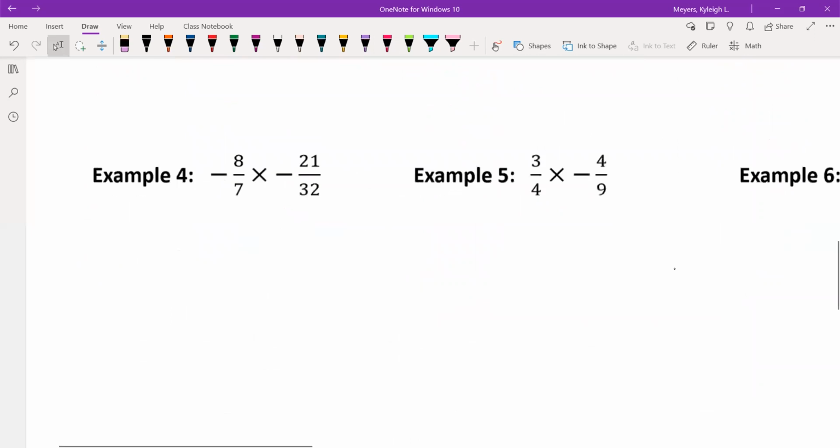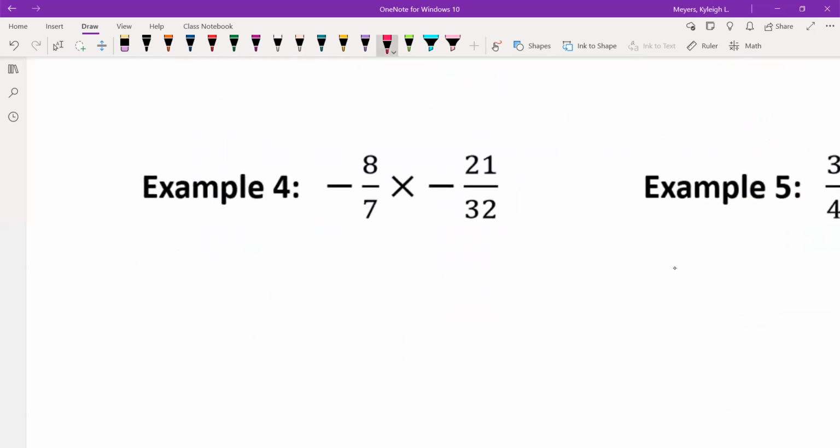Okay. So let's look at example 4. Example 4's got really big numbers, right? It's got 21 and 32. But I can't simplify 21 and 32. But I can look at my diagonals. So what I mean by that is look at these numbers, the 7 and the 11. The 7 and the 21. And is there a number that I can divide both of those by? Hopefully you're thinking yes, right? I can divide 7 by 7 and 21 by 7.